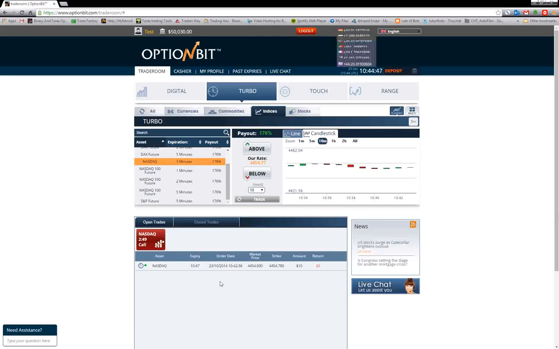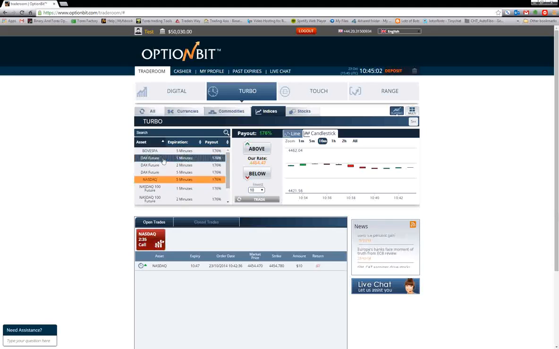But let's see, we have expiry 10:47. We're back in the money. The one thing is you have your countdown right here, which is nice, and you see how this turns green or red as the trade goes in and out. Let's pick a 1 minute and get that going just for the fun of it.